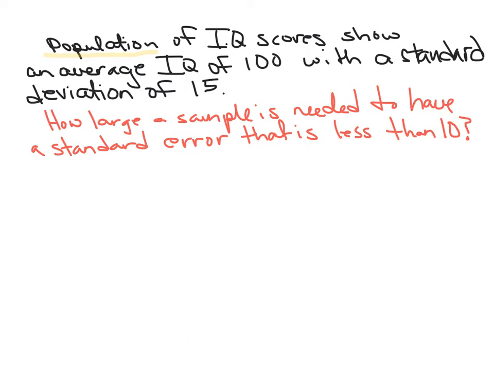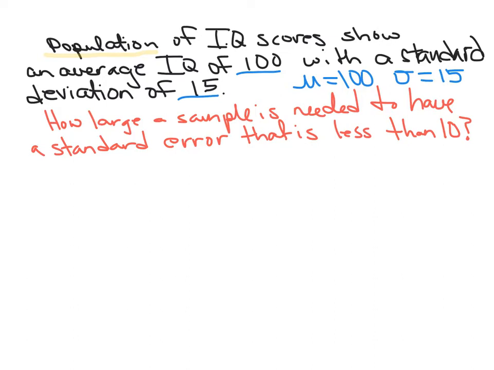It's an average IQ of 100, so that is mu equals 100. And then a standard deviation of 15. That is lowercase sigma equals 15. So that's all population information. Now it's asking how large a sample is needed to have a standard error that is less than 10.